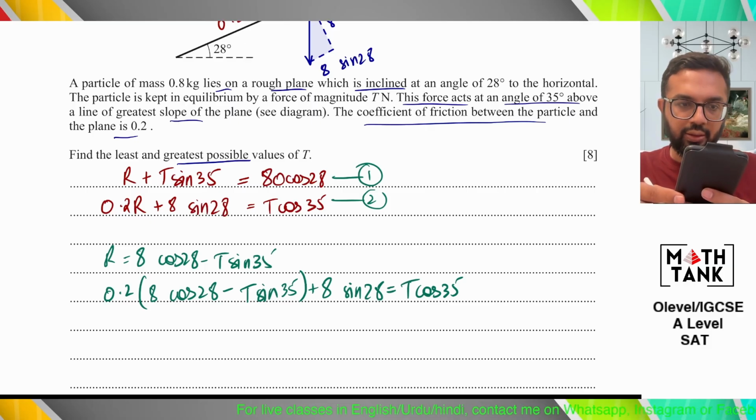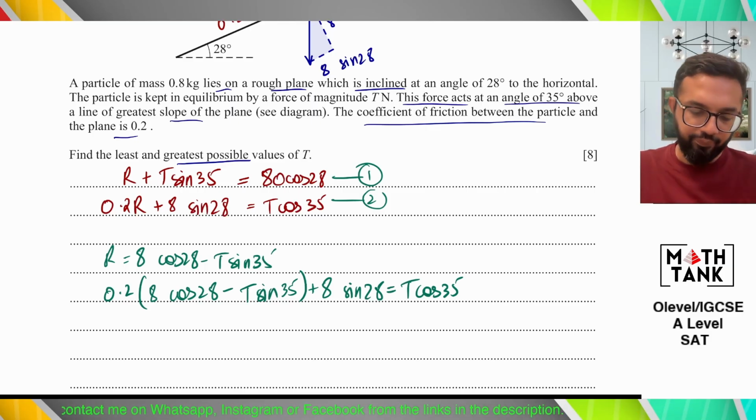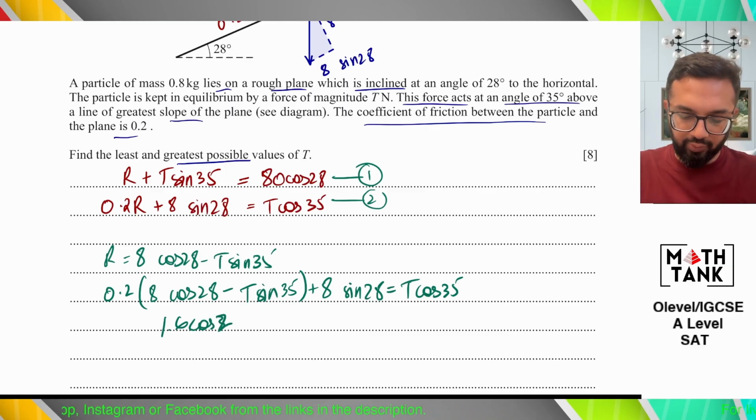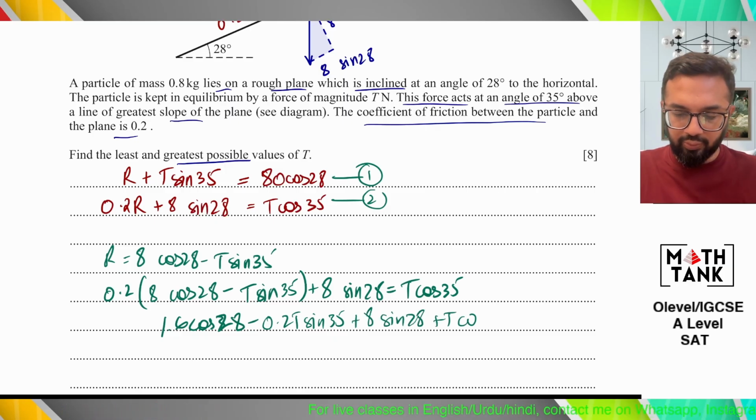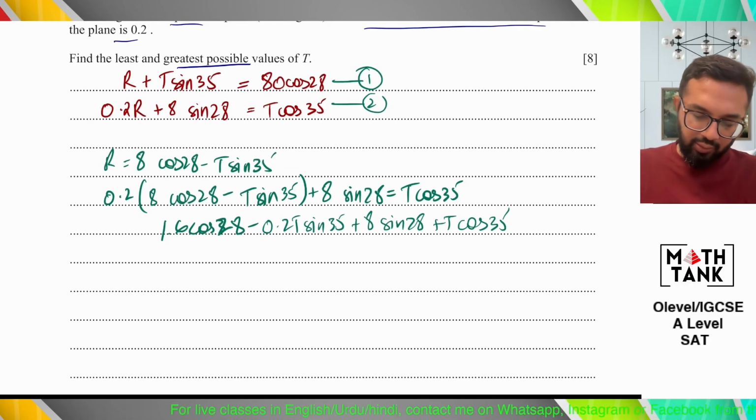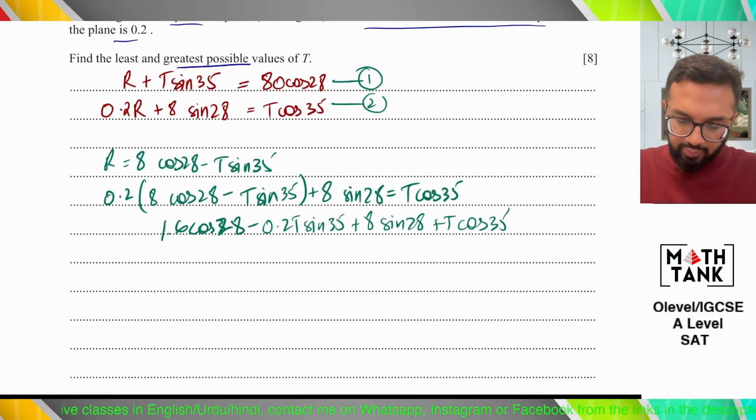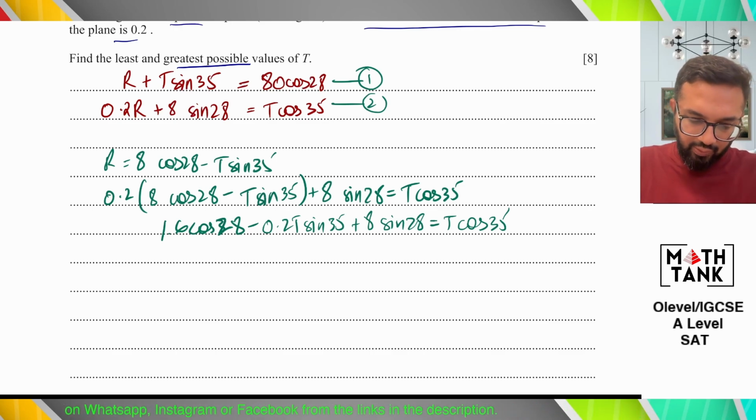0.2 into 8, cos 20 into 8 is 0.6. Okay, and that equals to, I get 1.22 t cos 35 equals to all of this.